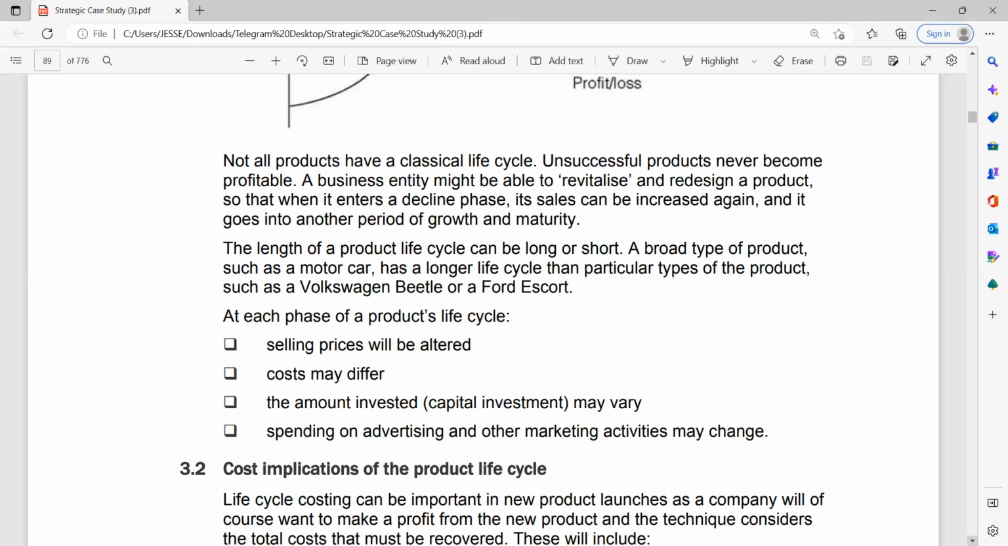The costs and the investment may differ. And then the spending on advertising may also change. So for example, in the maturity phase, the product would have already gained a good reputation in the market. And so you might not spend as much in terms of advertising as you used to, right? So all these things change depending on the stage in the life cycle.